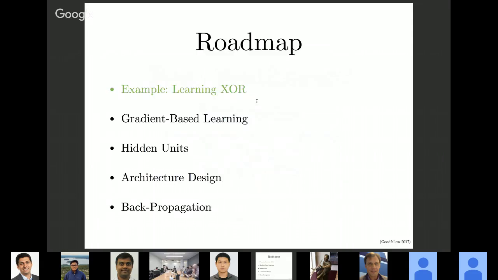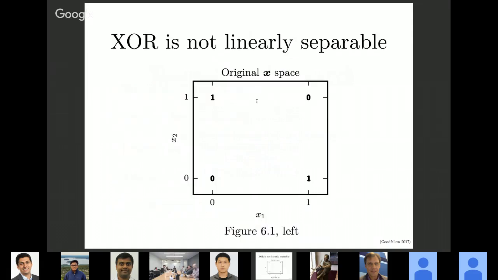Overall, we'll follow a roadmap that follows the book very closely. We'll start off with an example of how you can use neural networks to learn the XOR function, which we would not have been able to do with traditional linear models. Next, we'll look into how gradient-based learning works in general. A lot of this will be very similar to what we already saw in chapter 5, but I'll have some more detail on how it works with neural nets. We'll talk a little bit about hidden units for neural nets, and then how to design the architecture, how you actually connect those units to each other. And finally, at the end, we'll talk about backpropagation, how you actually compute the gradients that you need for gradient-based learning in these models. To start things off, let's look at the XOR problem.